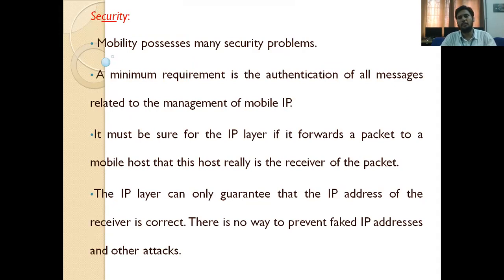The minimum requirement is the authentication of all messages related to the management of mobile IP. The IP layer must be sure, if it forwards a packet to a mobile host, that this host really is the receiver of the packet. The IP layer can only guarantee that the IP address of the receiver is correct; there is no way to prevent faked IP addresses and other attacks. So, is it the genuine IP address or not? That is the major key point here.